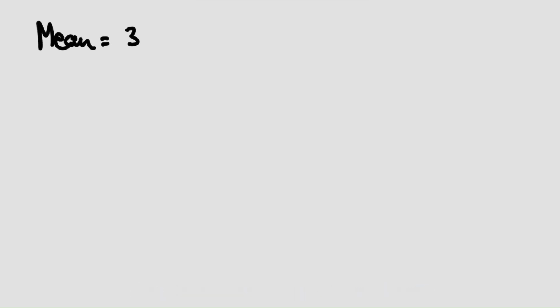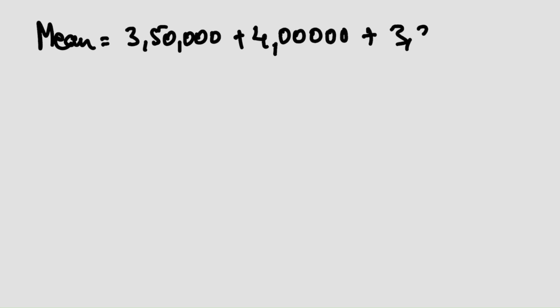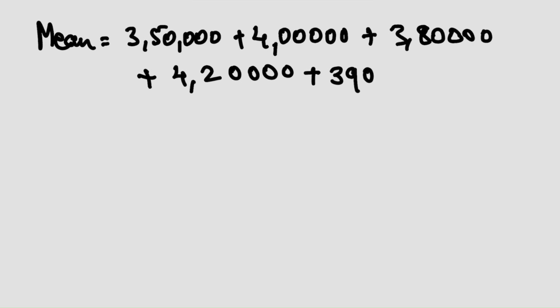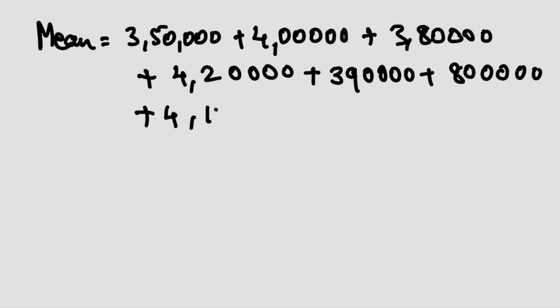like the first house price is 3,50,000, then 4 lakhs, 3,80,000, 4 lakhs 20,000, 3 lakhs 90,000, 8 lakhs, then 4 lakh 10,000.